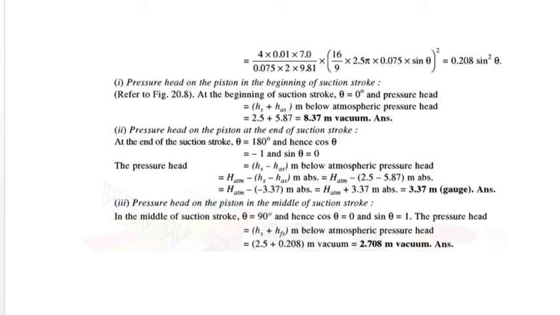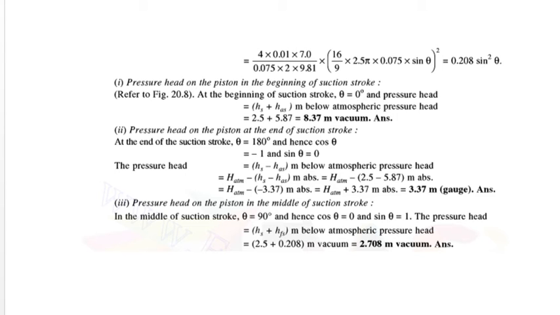Second, pressure head on the piston at end of suction stroke. At the end of the stroke we know that the value of theta is 180 degree, hence cos theta is -1 and sin 180 degree is 0. So the pressure head will become h_s minus h_as, but in the suction stroke this pressure head should be below the atmospheric pressure head.